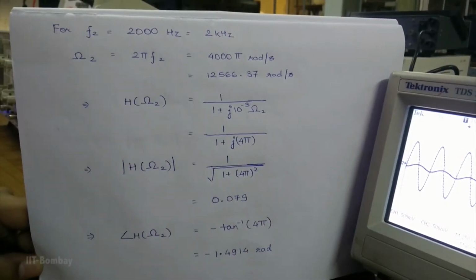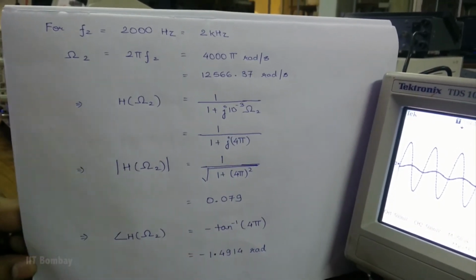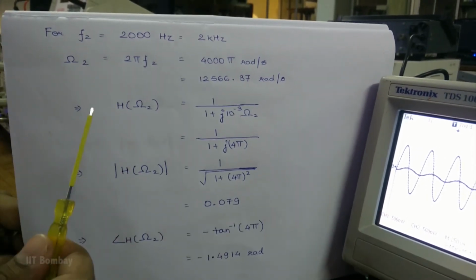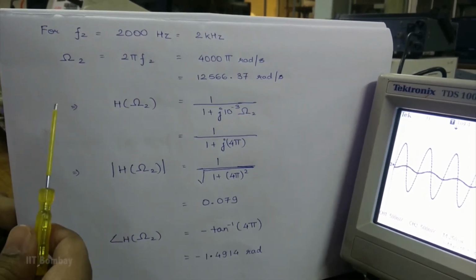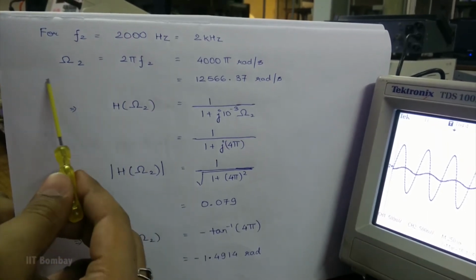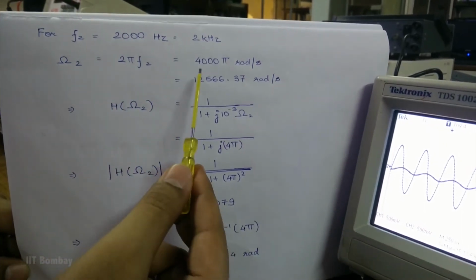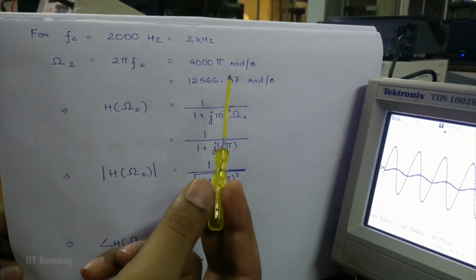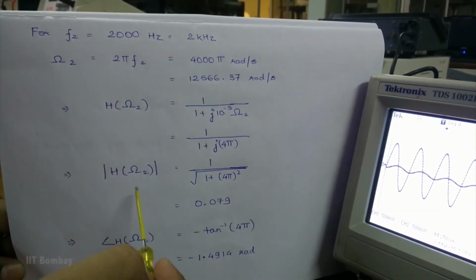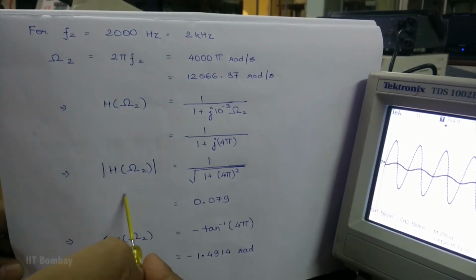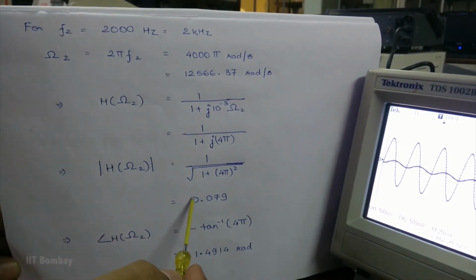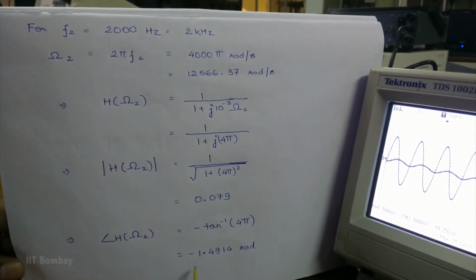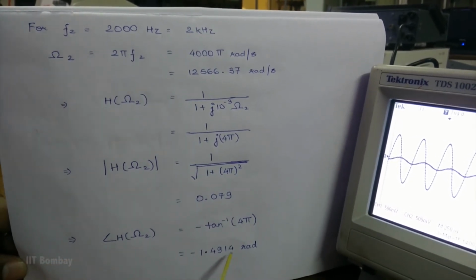Now, for the sinusoid of frequency 2000 Hz or 2 kilohertz, we can find the angular frequency omega 2 to be 4000 pi radians per second or 12,566.37 radians per second roughly. Through this, we can find the amplitude of the transfer function to be 0.079 and the argument of the transfer function to be minus 1.4941 radians.